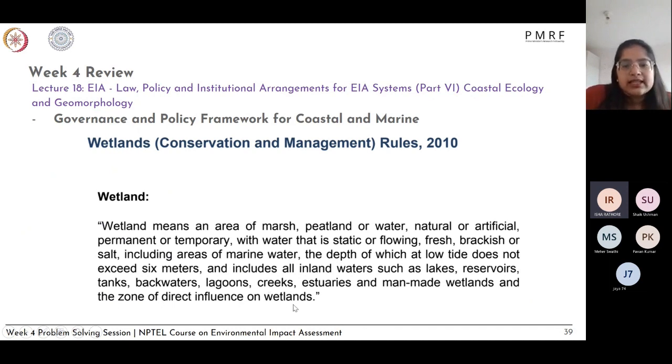So wetlands are basically areas where water is present, and they have these guidelines where the depth of water at low tide does not exceed 6 meters, and it includes all inland water forms.